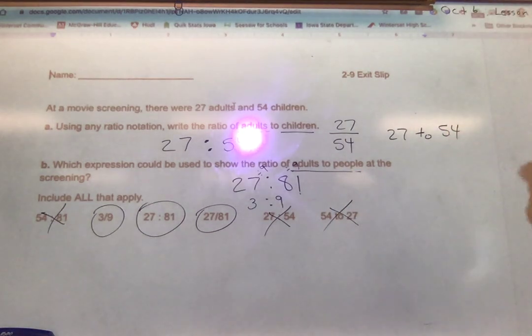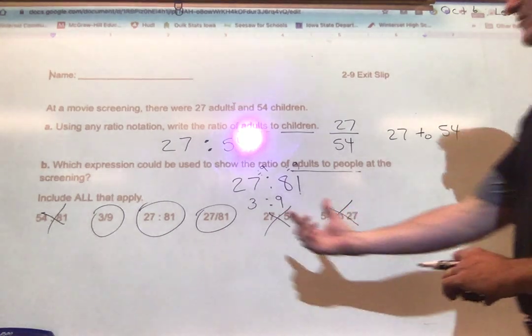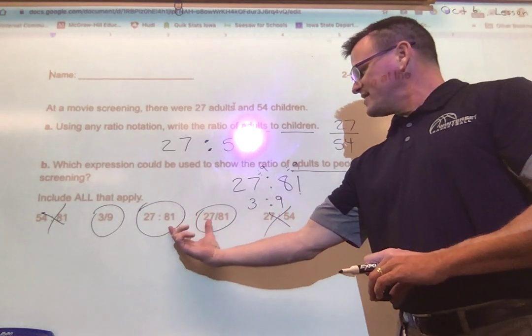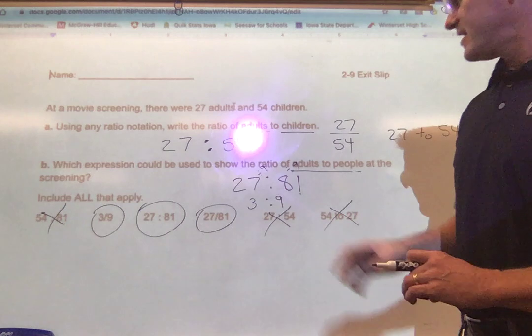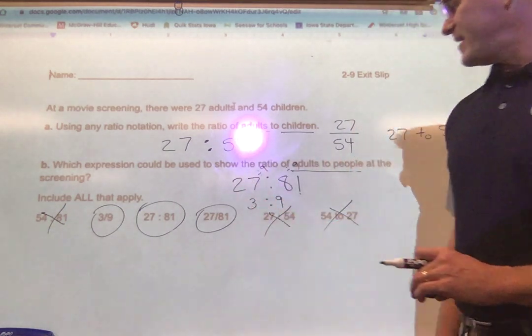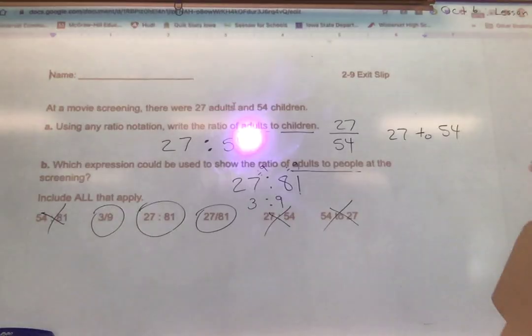So I found 3, and by doing that again, we found the part to whole to get these two, and then we kind of had to reduce it and look at a different format there. 3 to 9 is equivalent to 27 to 81, so that one works as well.